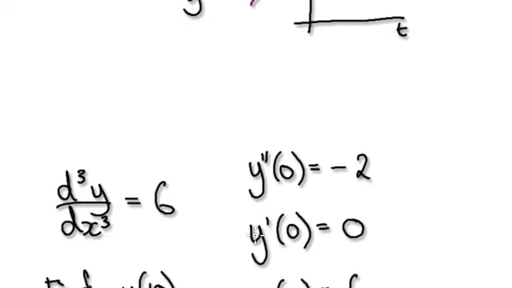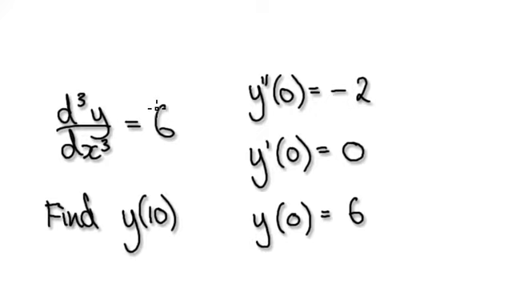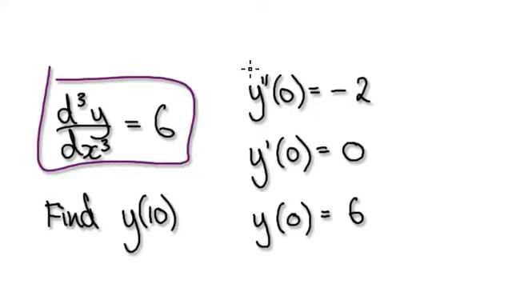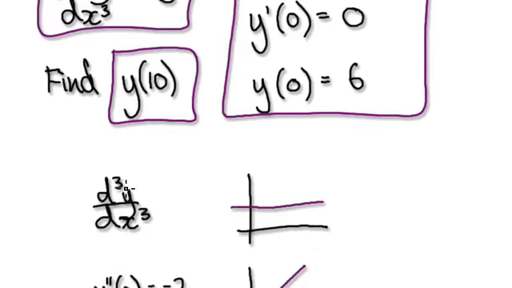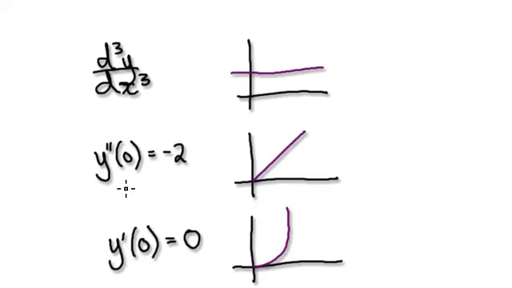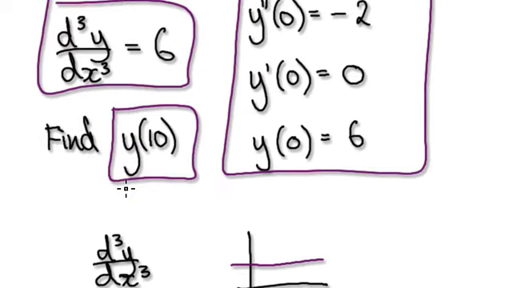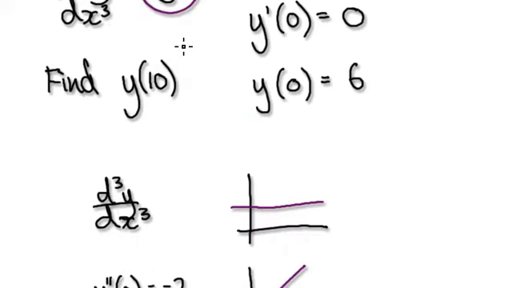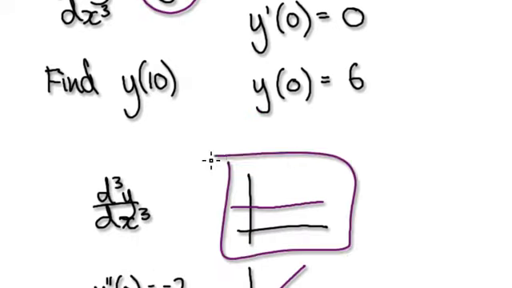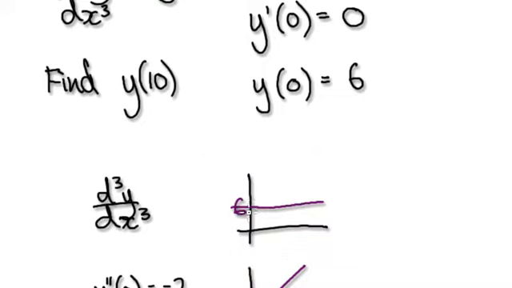Okay, so the question here is, given the third derivative equals 6, these are your initial conditions. Find y of 10. Okay, so what's been given here? The third derivative equals 6. So your graph will look something like this with 6 here.